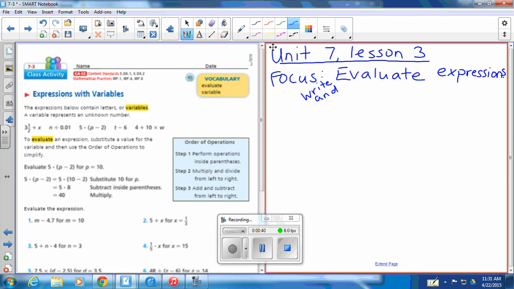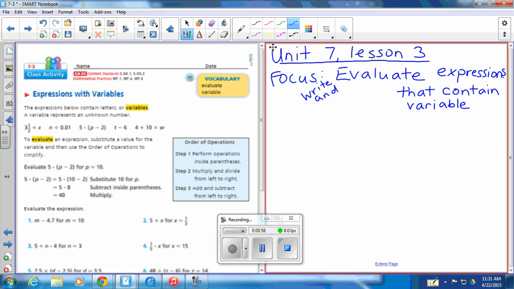And let's add to that contain variables, because that's the difference between yesterday and today, is that these expressions that we're looking at today are going to have a variable in it, whereas yesterday they didn't. So yesterday we were looking at expressions that were just numbers and operations. Today we're going to add that variable in.